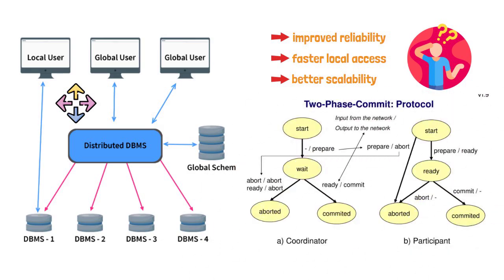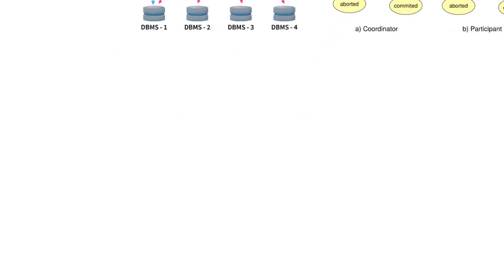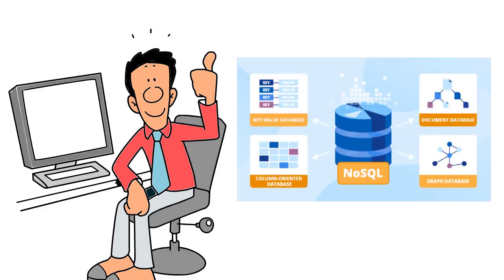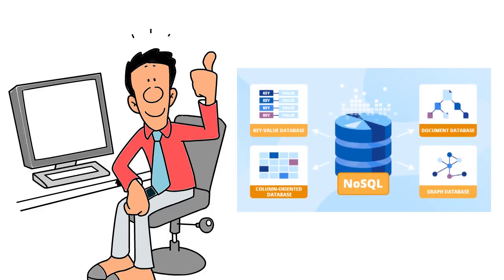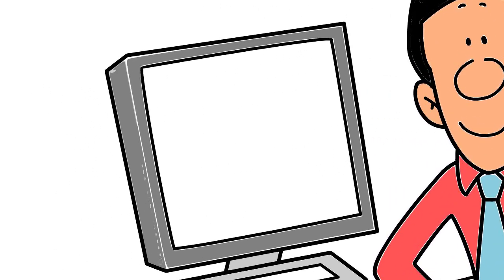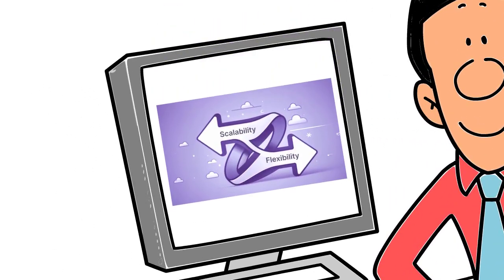As data types evolved, not all information fit neatly into tables. That's why NoSQL databases emerged, optimized for unstructured or semi-structured data like JSON documents, graphs, and key value pairs. Examples include MongoDB for document storage, Cassandra for distributed column stores, and Neo4j for graph-based relationships. NoSQL systems trade some relational features for flexibility and horizontal scalability, making them ideal for big data and real-time analytics.